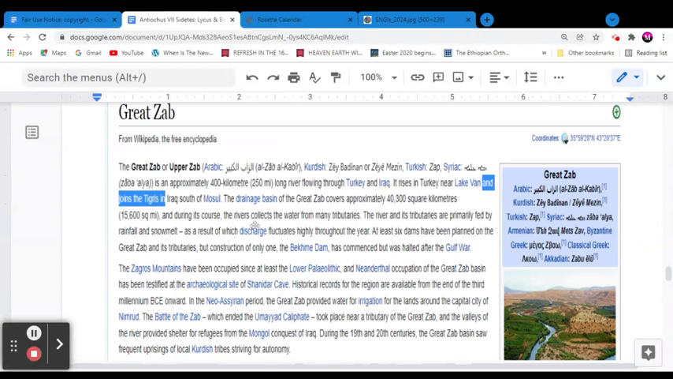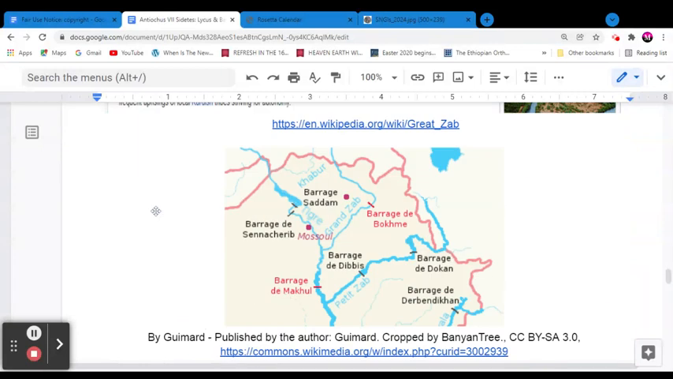Again, I just posted some information from Wikipedia on the Zab, letting you know that it joins the Tigris River when we look at the maps. This is the Great Zab, or the Lycus River. See how it flows into the Tigris River right here.